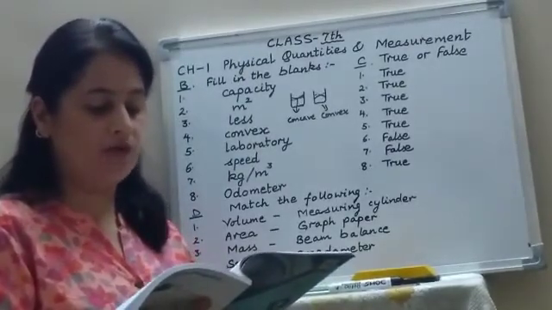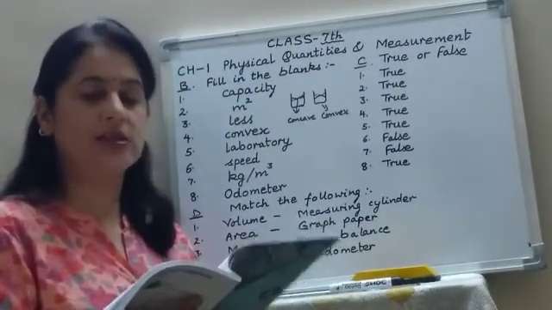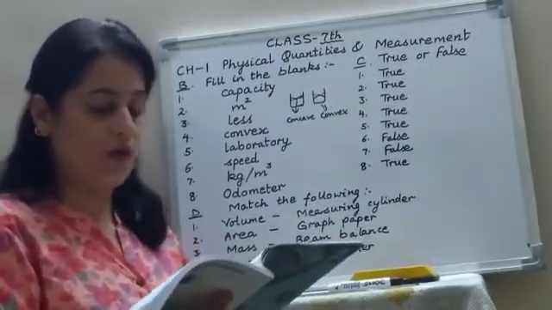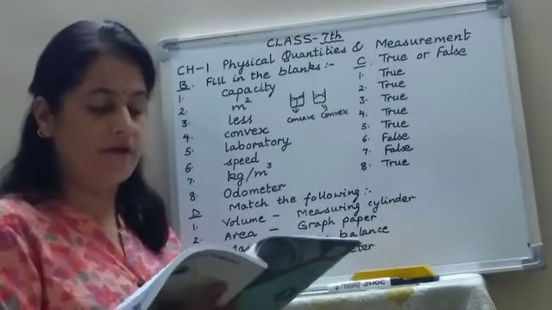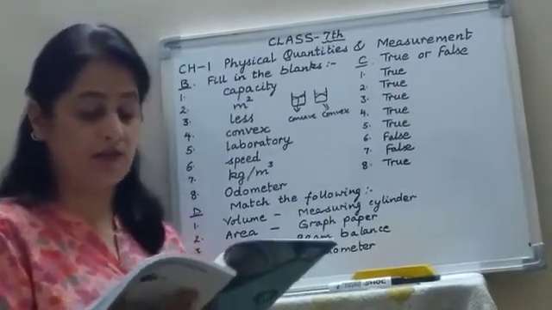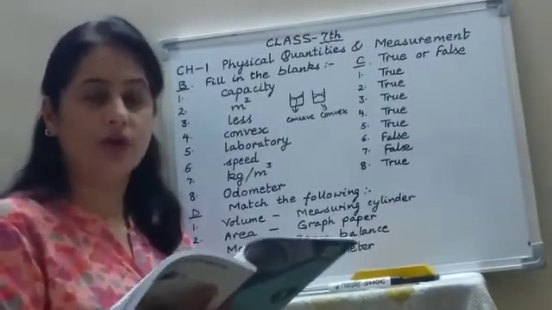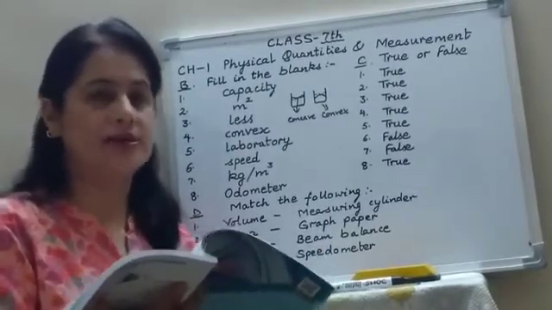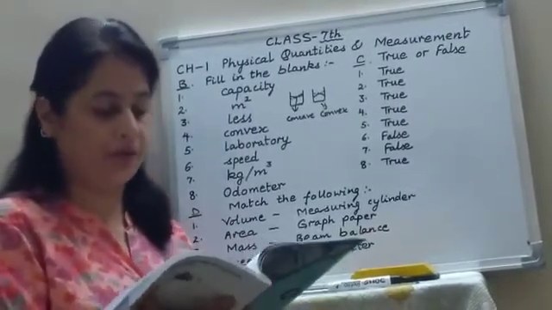The mass per unit volume of a substance is called density. This is also true. Sixth one. Equal volumes of iron and aluminium will have same densities. This is a false statement. Although the volumes will be equal, the iron is heavier. Iron has more density than aluminium.